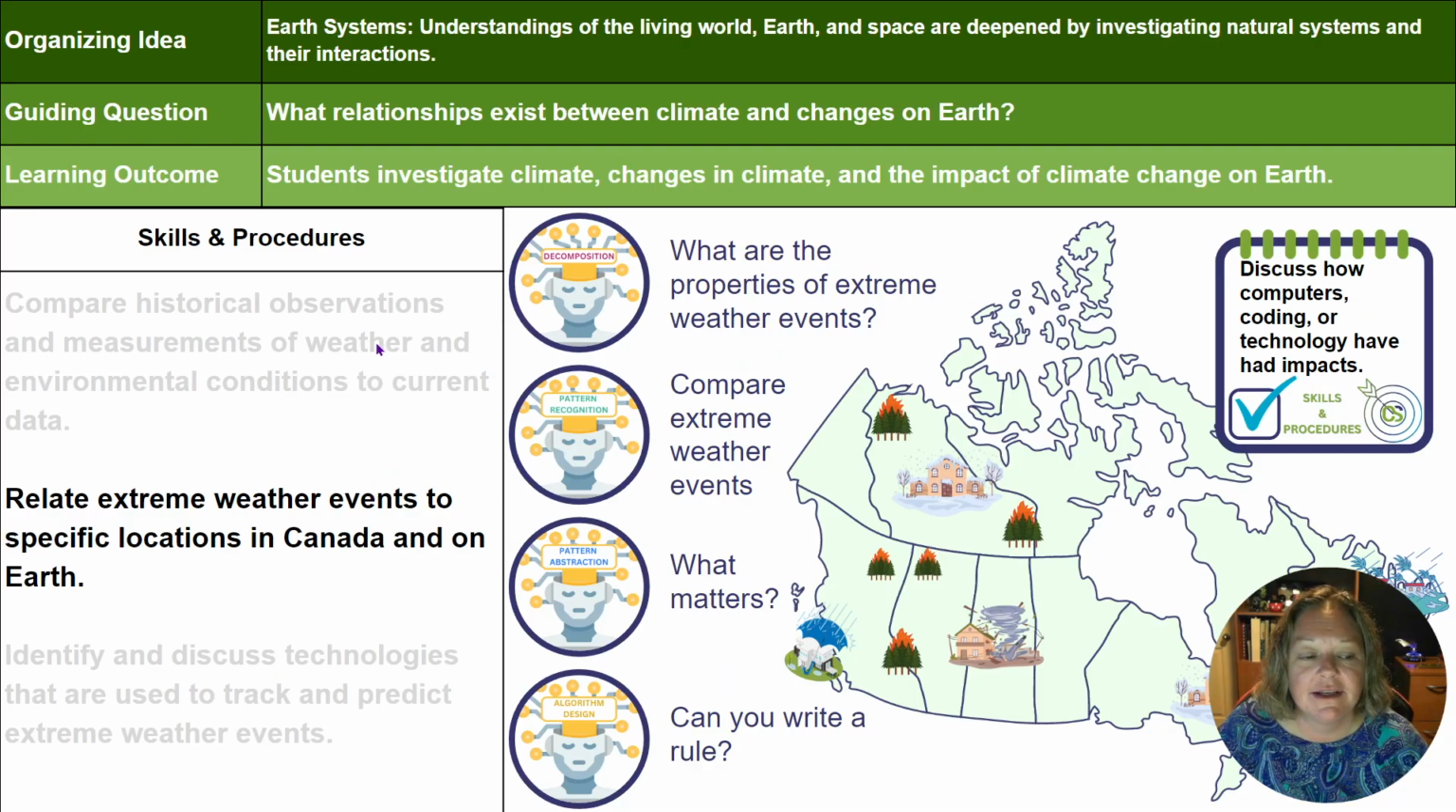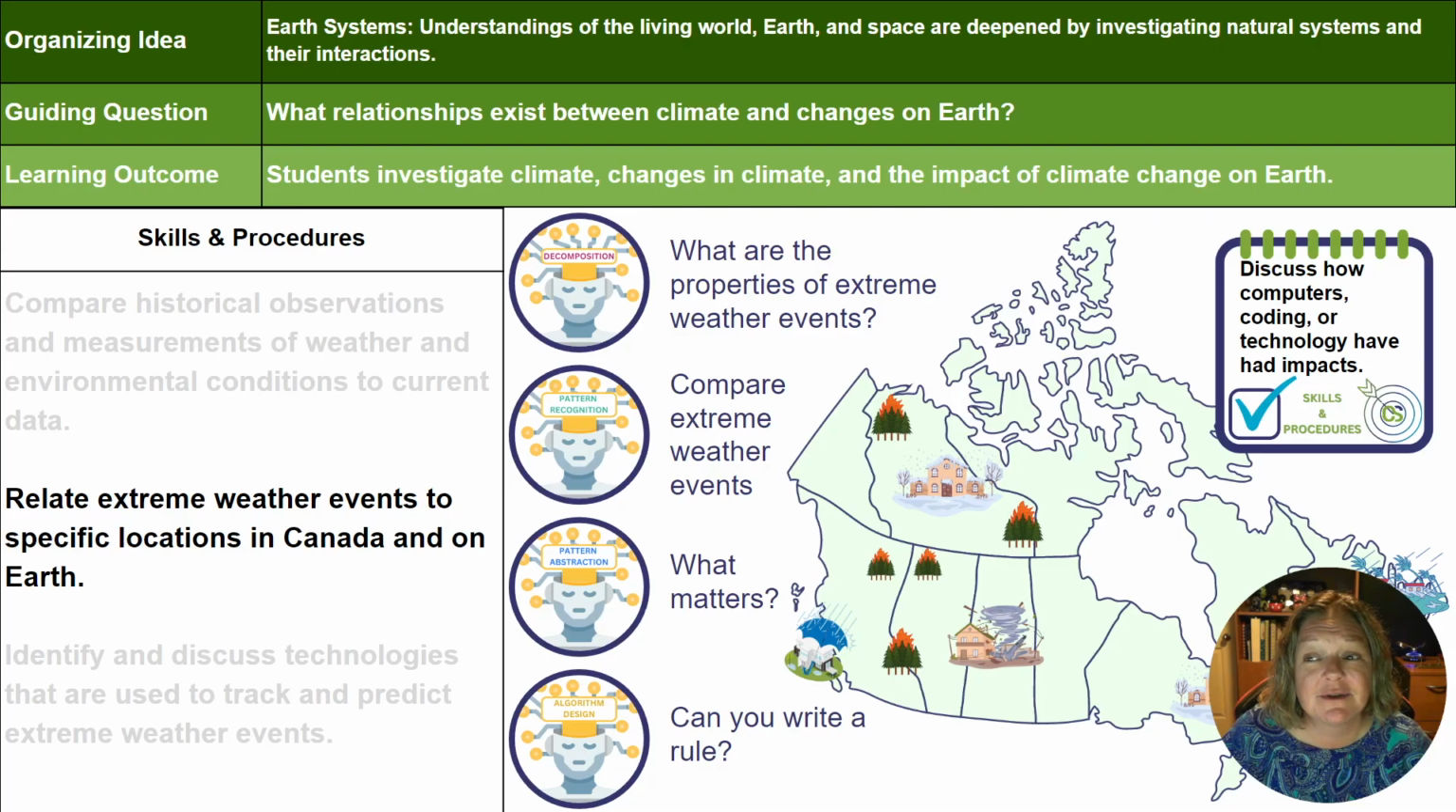Relate extreme weather events to specific locations in Canada and on Earth. This is an opportunity for you to have students create an artifact. It could be a computational artifact, would be excellent. So computational artifacts come up as a specific skill in grade 5. That's making something using technology. It can be slideshows, video presentation. It could even be a song or a website. And of course, a computer-based program or something written with some block codes, something that a student makes in Scratch, definitely qualifies as a computational artifact.